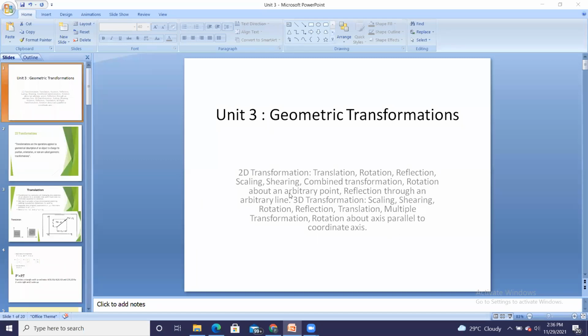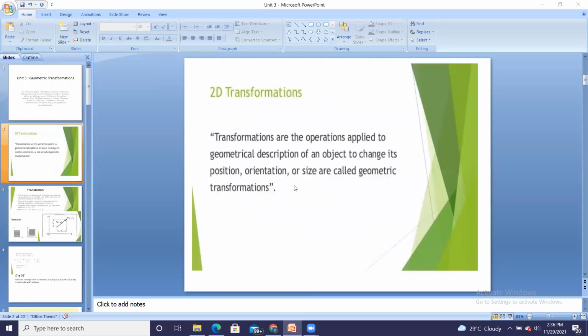Now in 3-dimensional transformation, we are going to have scaling, shearing, rotation, reflection, translation, and multiple transformation. Here also we are going to see rotation about an axis parallel to a coordinate axis. So these are the different geometric transformations which we will carry out on different 2D objects as well as 3D objects. These are the 2 things we are going to learn. Okay, so let us start with the transformation.